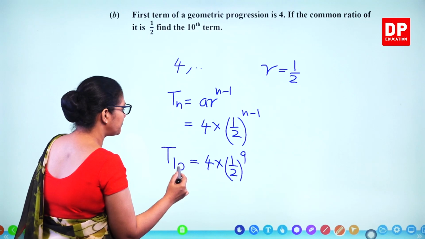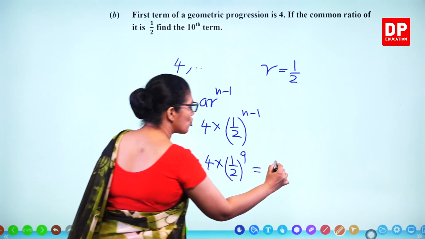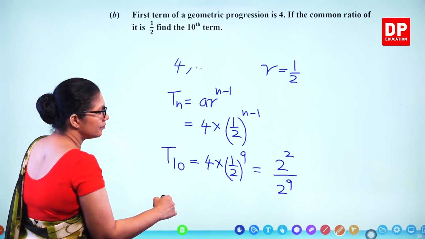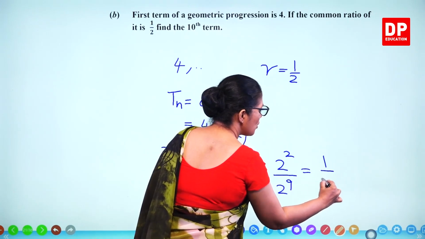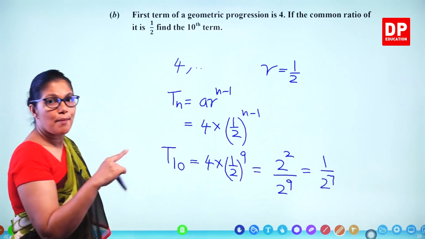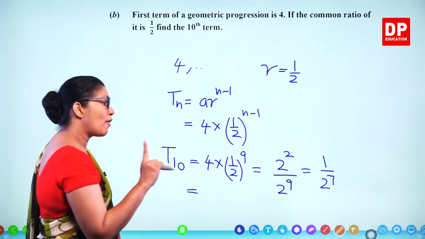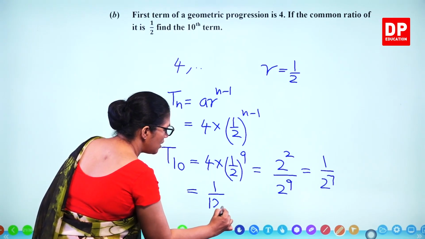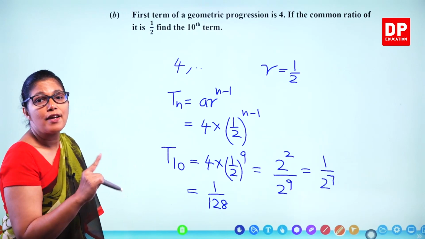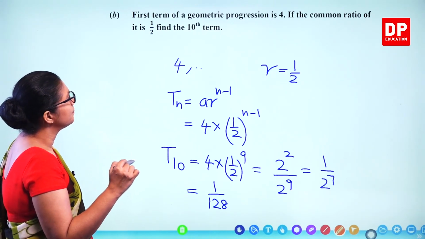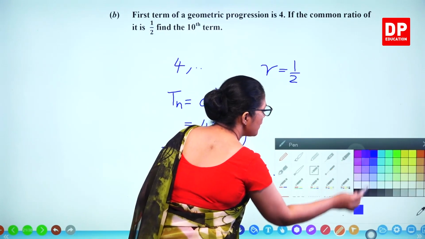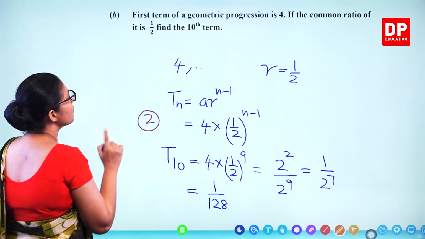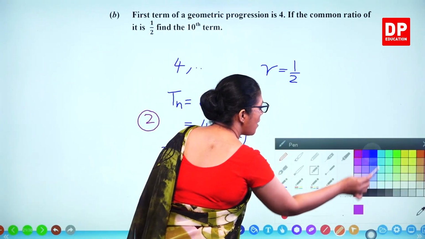So what's the value? You can write 4 as 2 to the power 2 and 2 to the power 9 below. So when you subtract, you get 2 to the power 7, 9 minus 2. So what's 2 to the power 7? 2 to the power 5 is 32. 64. 128. So 1 over 128 is the 10th term. So how many marks for this one? You are getting 2 marks. So we gave altogether 10 marks for the whole question.